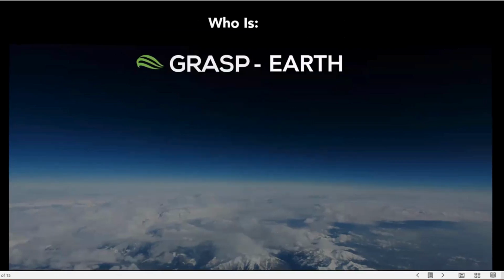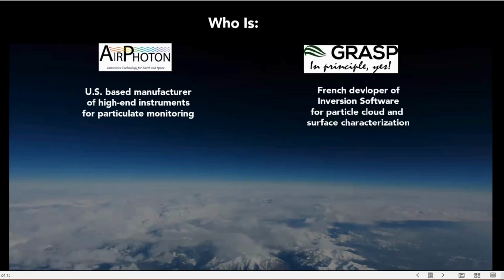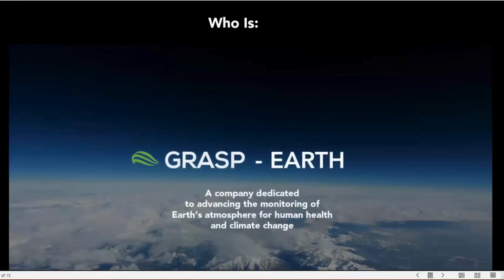Here we go. All right, so first I wanted to introduce Grasp Earth. Some of you may know us as AirPhoton, which, as I mentioned, is the US-based manufacturer of instruments. We've been around since 2012, and we are also Grasp, a French developer of inversion software for particulate, cloud and surface characterization. Grasp started in 2015. And 2 years ago, we became one company, Grasp Earth.